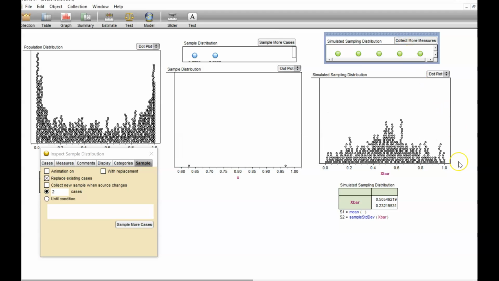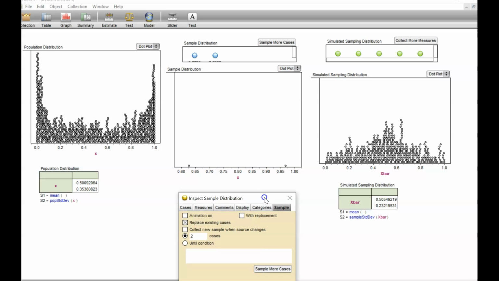And you can see already just changing it to a sample size of 2 has a pretty big impact on the shape of the sampling distribution. Okay, so how does the mean and standard deviation of the sampling distribution compare to the population distribution? The mean is still relatively close, 0.50. The standard deviation now is a little bit smaller.